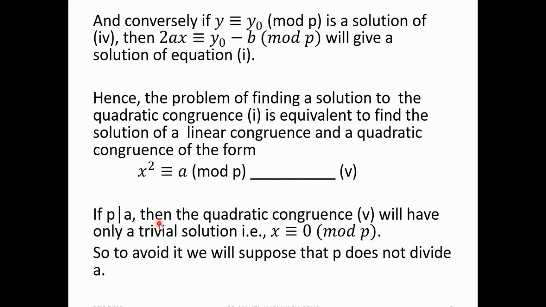If p divides a, then the quadratic congruence 5 will have only a trivial solution, because if p divides a, then under modulo p the right hand side will be 0 and x square congruent to 0 will imply that x is congruent to 0. So only trivial solution will be there. So to avoid this condition, we are supposing that p does not divide a. In the problems which we are going to have, we are supposing that p does not divide a to avoid this triviality.